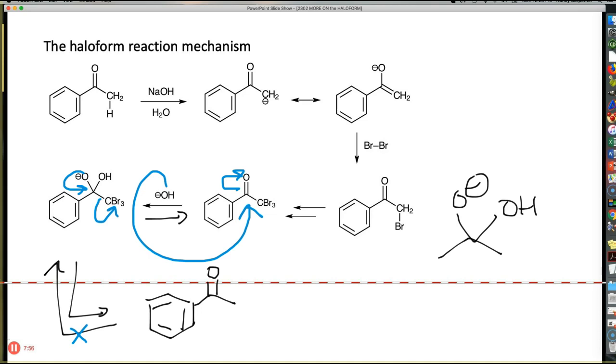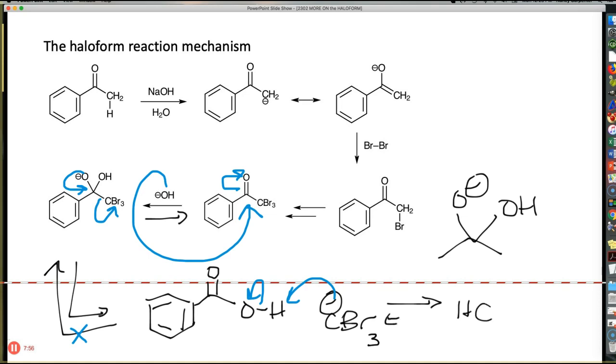I kick out CBr3 minus. Actually, the iodoform reaction is much more feasible. It's going to be CI3 minus. And what makes it irreversible? The almost instantaneous proton transfer between the carboxylate and the CBr3 anion. When it's iodoform, this is a yellow precipitate that indicates that you have cleaved off that methyl.